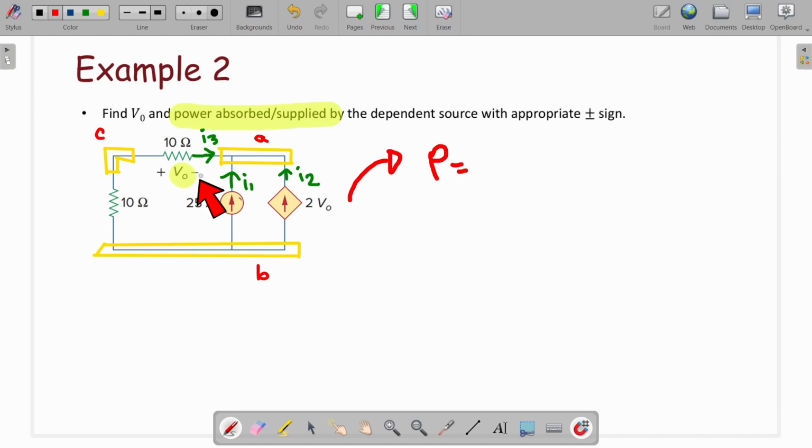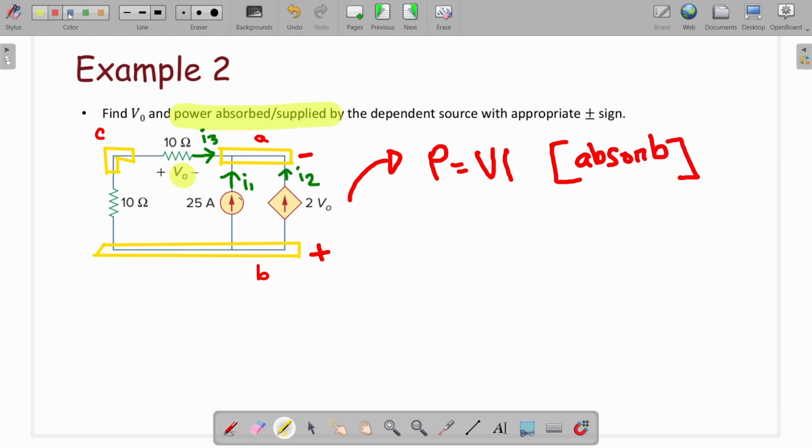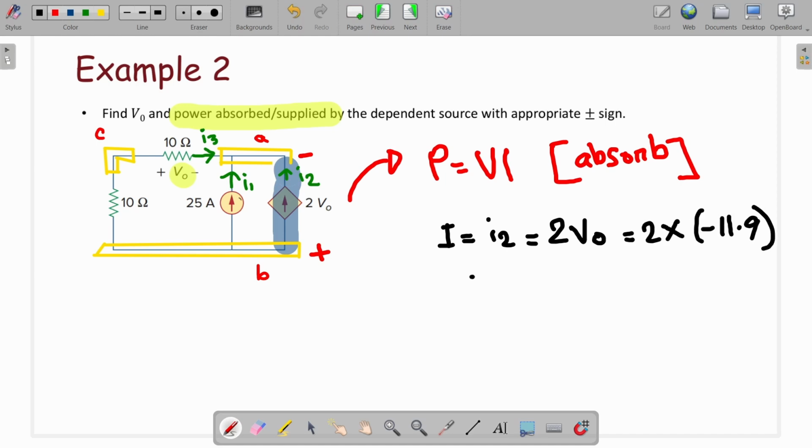Because of this negative sign, node A will be the negative terminal, and B will be the positive terminal. Now pause the video and try to identify if the power will be negative or positive. Since current is entering the source from the positive terminal, power will be positive and it will absorb power. Let's determine the value of I, which is basically the current in this branch. We can write I equals I2 equals 2V0. Putting the values, we get I equals negative 23.8 amps.